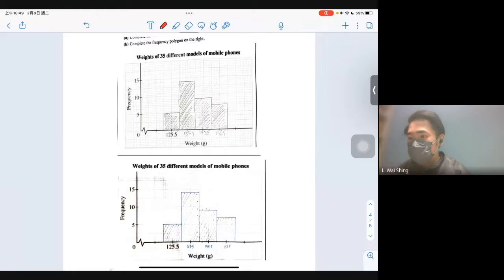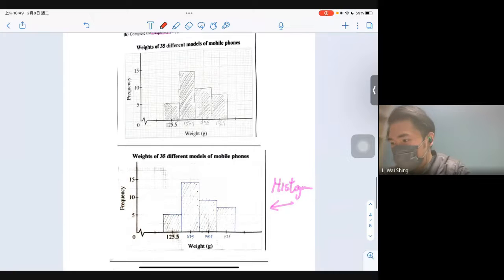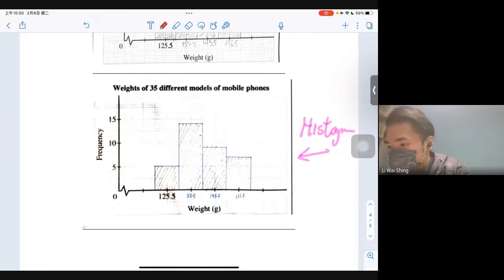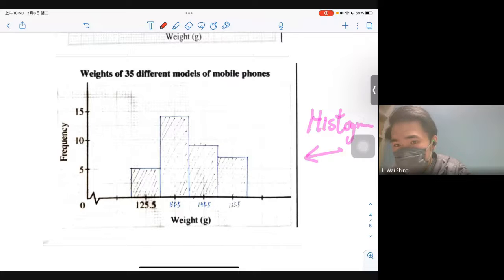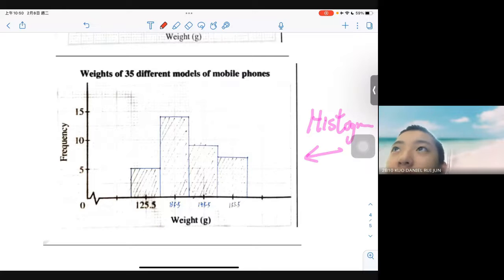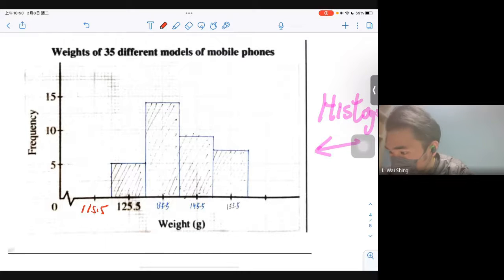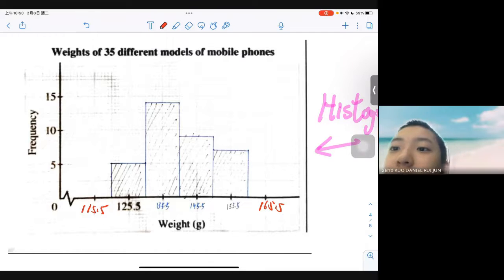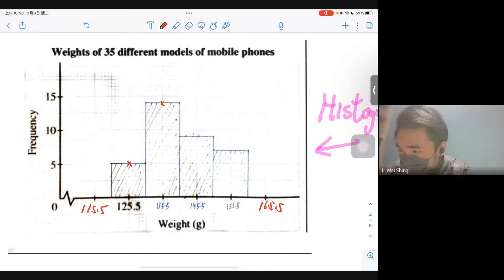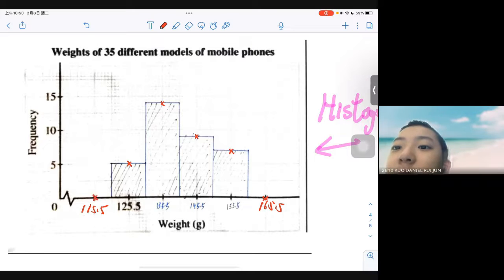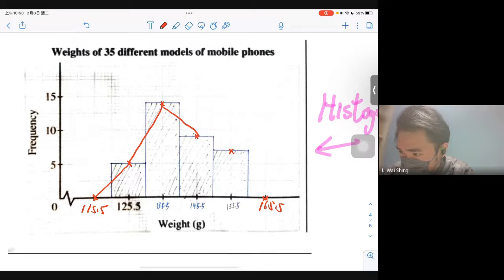Someone did this. I asked you to find the frequency polygon, and you gave me this diagram. What is the name for this diagram? Daniel. Histogram. Yes, this is a histogram. I asked you to find the frequency polygon. Daniel, tell me how you can find the frequency polygon. What should be the steps? Add a class interval at the front and the back. Yes, at the front add 115.5, and at the back 165.5. Then mark a cross at the middle of each bar, and connect them all. Very good. Yes, this is the polygon I want.